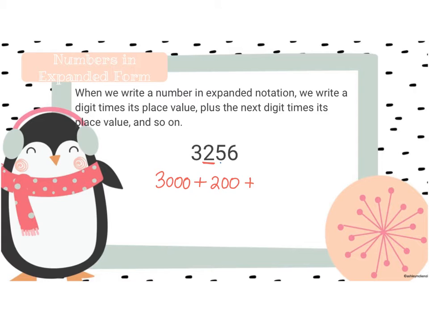Then I'm looking at the 5. The 5 is in what place? The tens. Okay, so 5 times 10 is 50. And then the last one, the 6 is in the ones, so I'm just going to add 6. So my expanded form is going to be 3,000 plus 200 plus 50 plus 6.